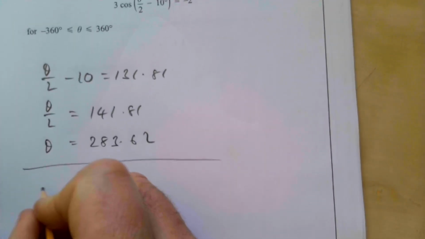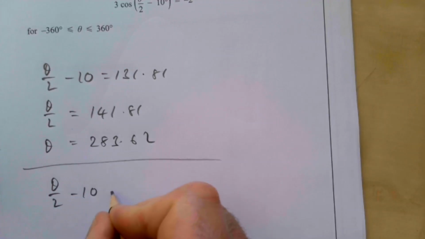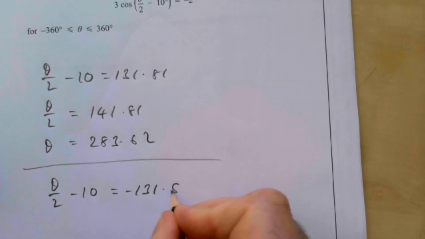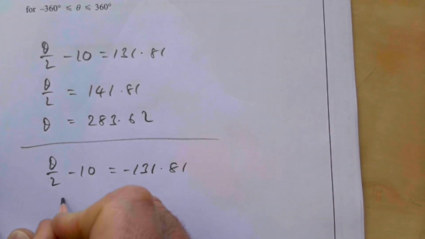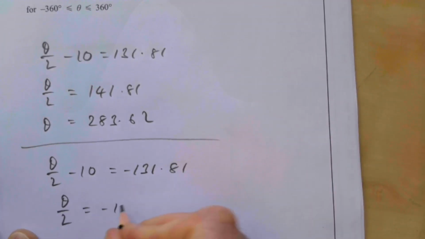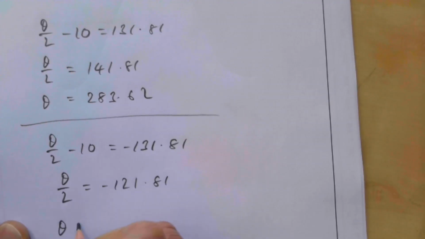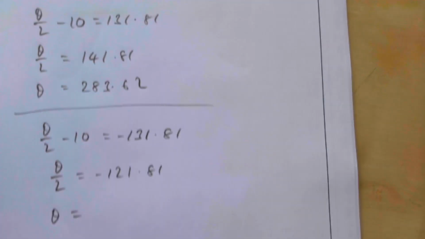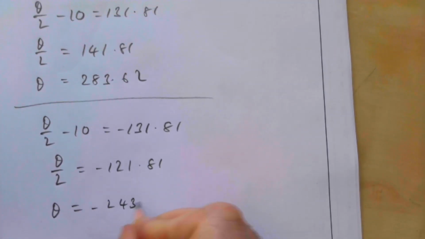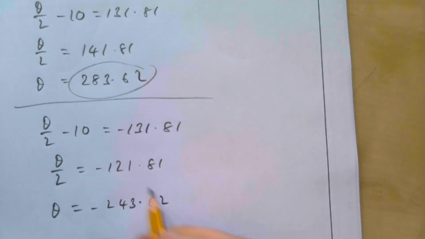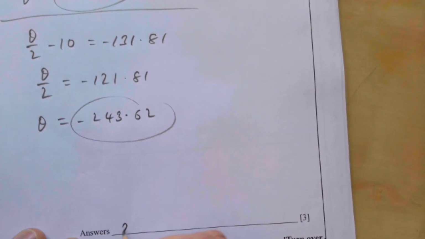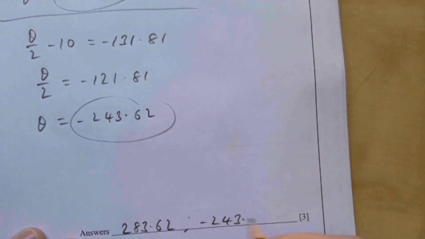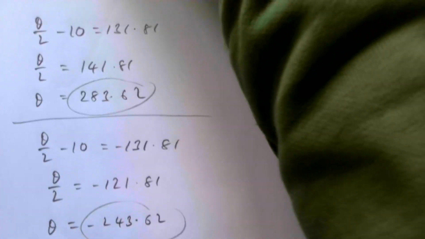The next one I need to do exactly the same. Theta over 2 minus 10 and set it equal to the other one, so it's minus 131.81. Careful here, obviously, if you're adding 10 to both sides. That then gives me minus 121.81. Timesing that then by 2 gives me minus 243.62. And so those then are my two answers to this. So it's going to be 283.62 and minus 243.62.